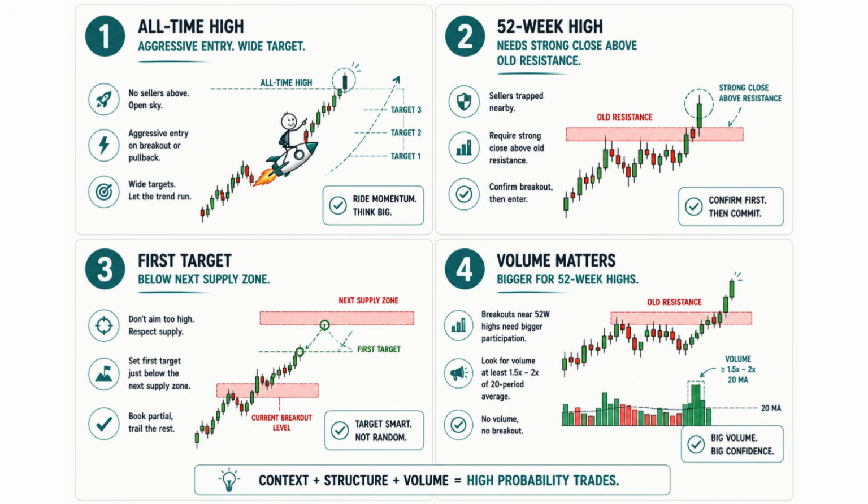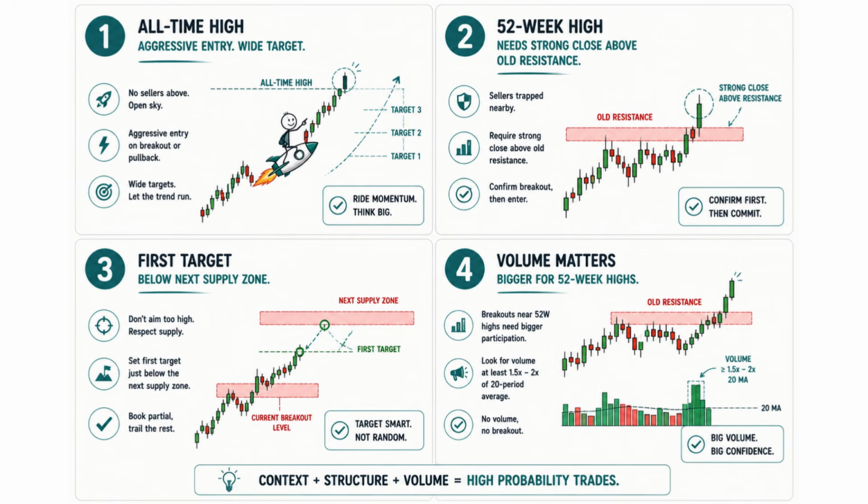Rule 2. 52-week high breakouts demand more confirmation. Because of overhead supply, require stronger volume and a decisive close above the old resistance, not just a 52-week high. Wait for the breakout to clear the nearest overhead zone.